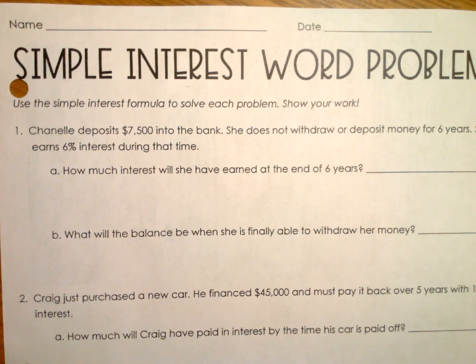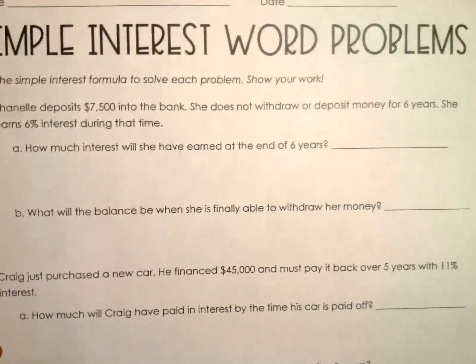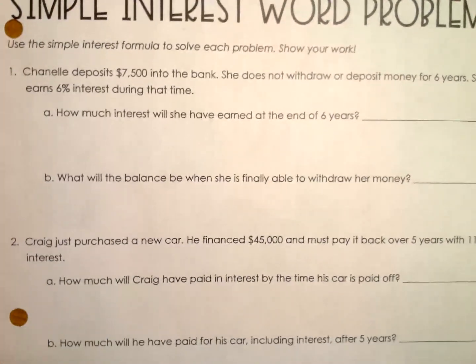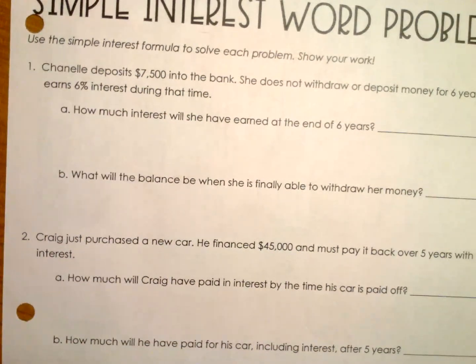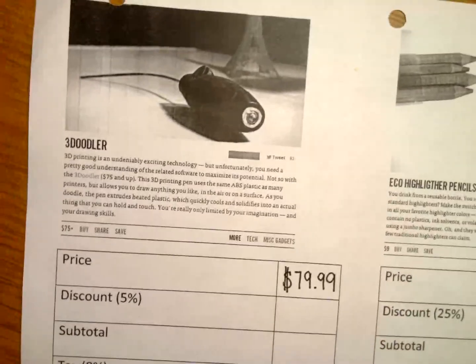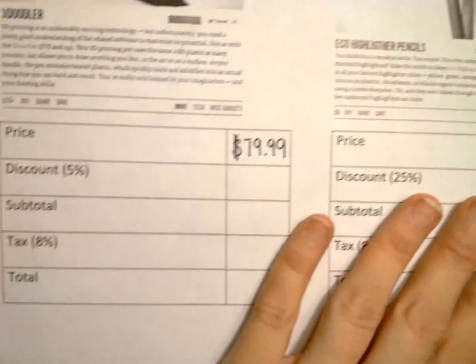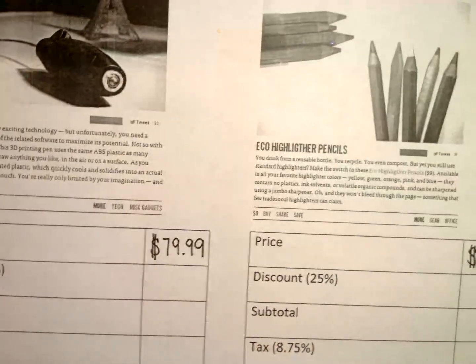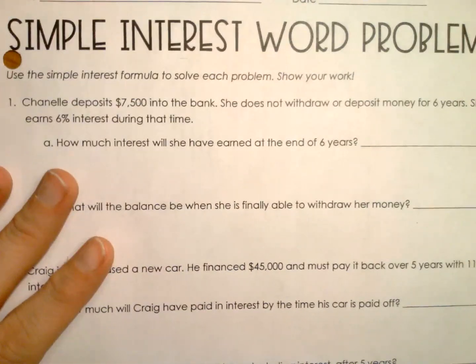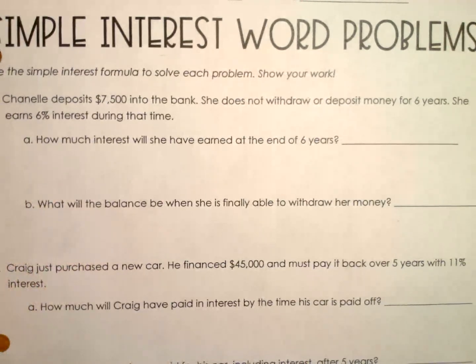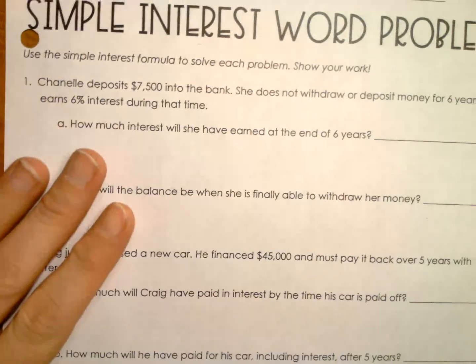Okay, today we're going to go over these simple interest word problems. On the front we have simple interest problems that are relevant to our real lives. And then on the back I have a couple products where we want to figure out what the total price is going to be if we have discounts and with tax. So, we're going to start on the side that says simple interest word problems, and we're going to go from there.